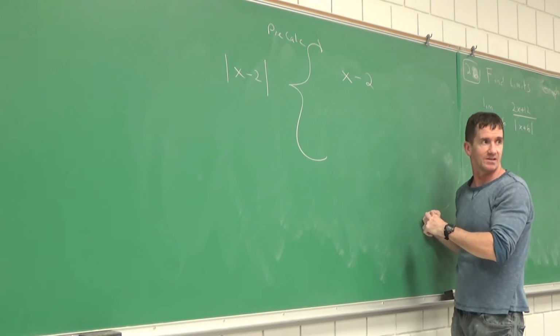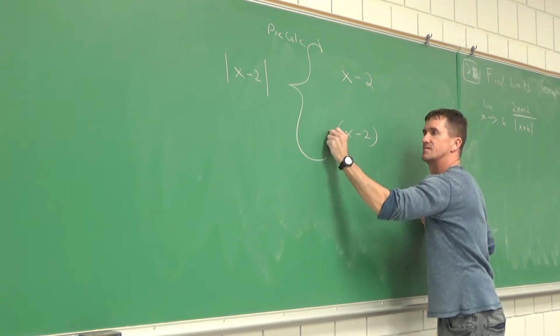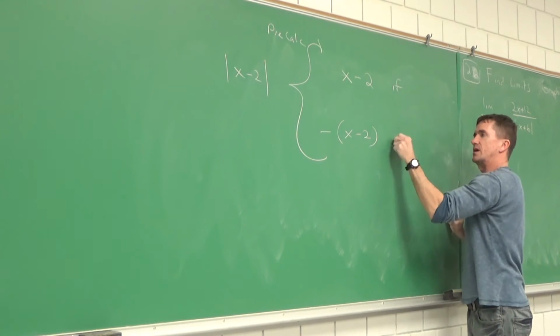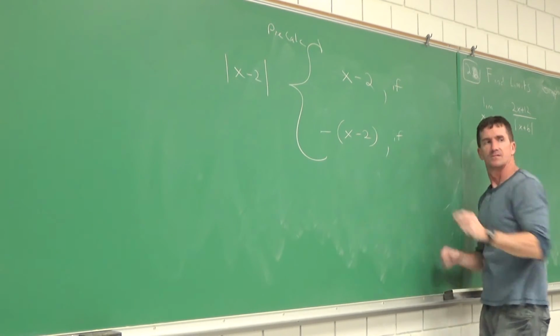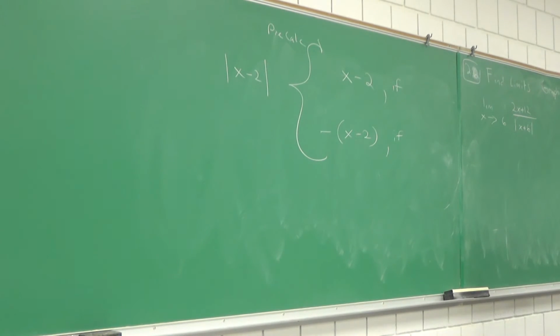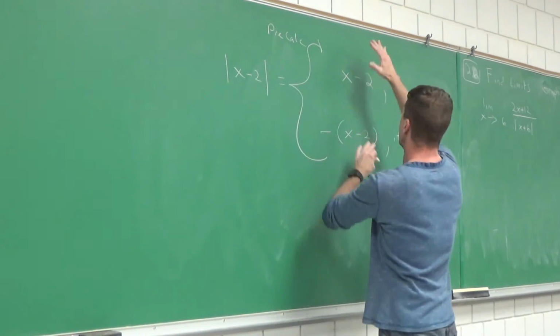I write x minus 2 down. Then I write x minus 2 again, but I put a negative on this. Okay? I put the word if. I can define that absolute value function in 2 pieces. It's called a piecewise function. And this is, look, I'll put an equal symbol. This equals these 2 pieces.